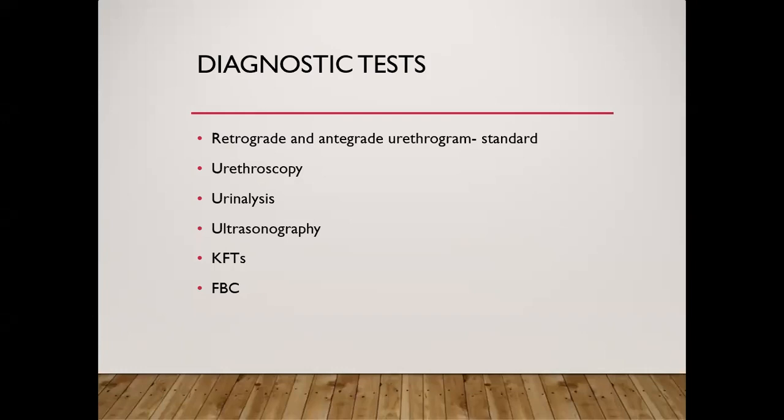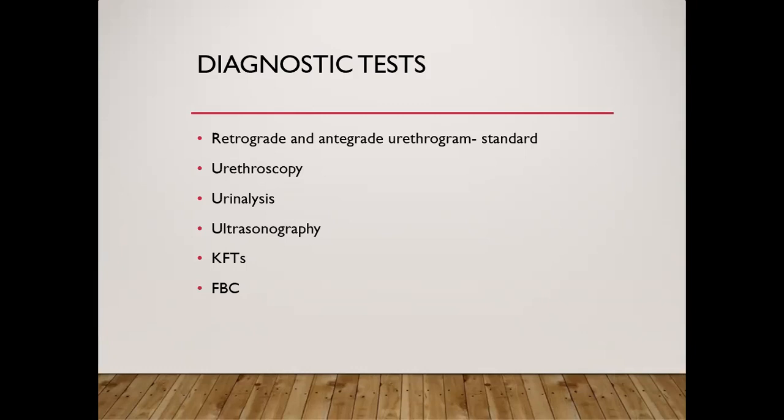So the retrograde, these are contrast studies. You want to push in contrast and take pictures to show you where the stricture is. When we talk of retrograde, the contrast is pushed through the external urethral meatus. A catheter is inserted and then ballooned in the fossa navicularis, and then contrast is pushed retrograde, and pictures are taken.